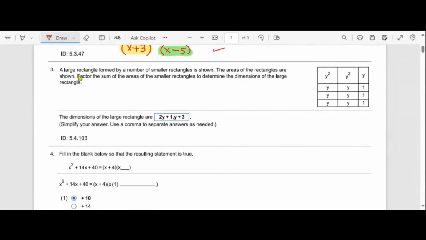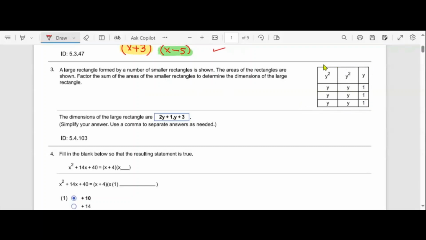Whose turn? Khaled. A large rectangle formed by a number of smaller rectangles is shown. The areas of the rectangles are shown. Factor the sum of the areas of the smaller rectangles to determine the dimensions of the larger rectangle.